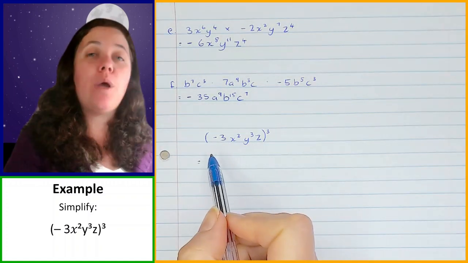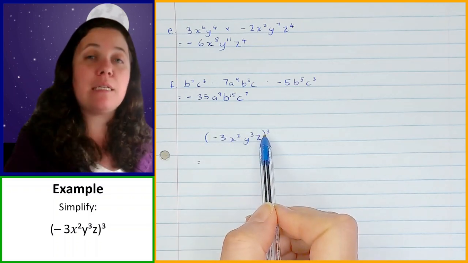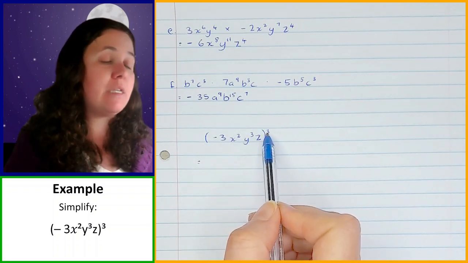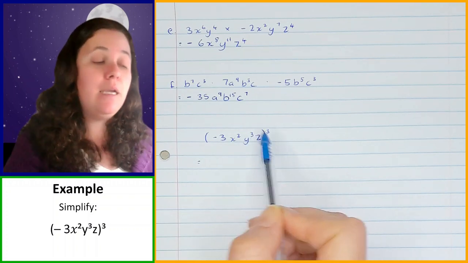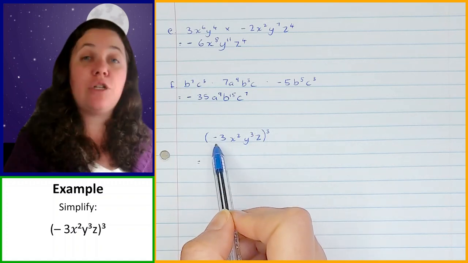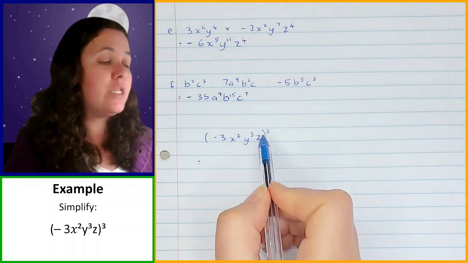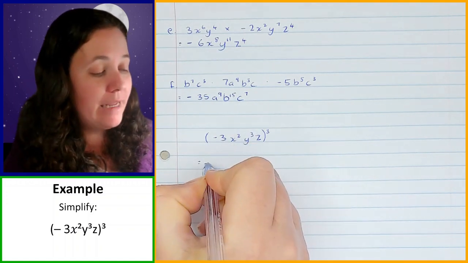But remember, when we are working with a negative inside brackets and we have an exponent outside, we have to look at that exponent and determine, is it odd or is it even? If it is an odd number, then the negative is going to stay negative. If it is an even number, then the negative is going to change to positive. In this case, that exponent is odd, so it's going to stay negative. So it's equal to negative.